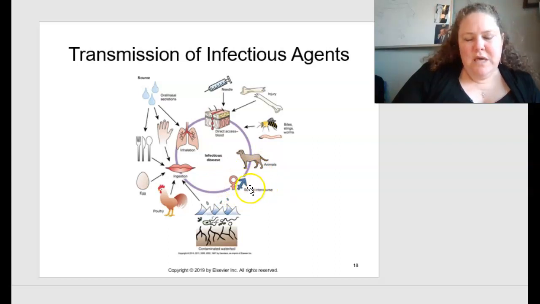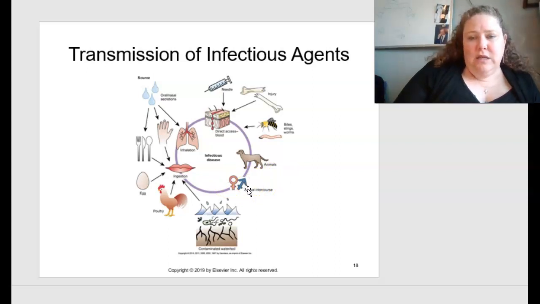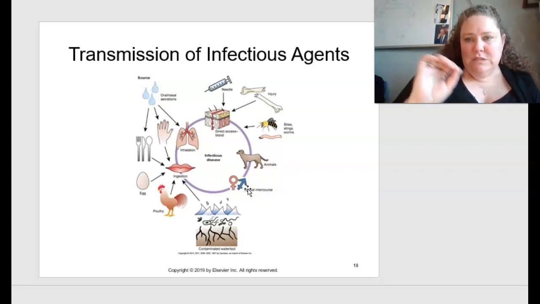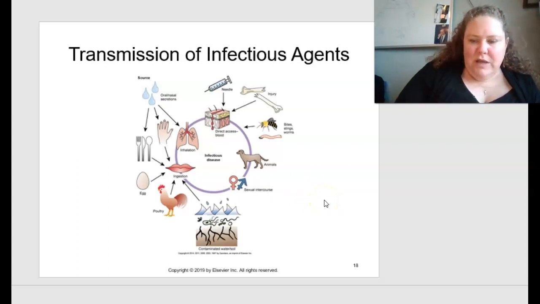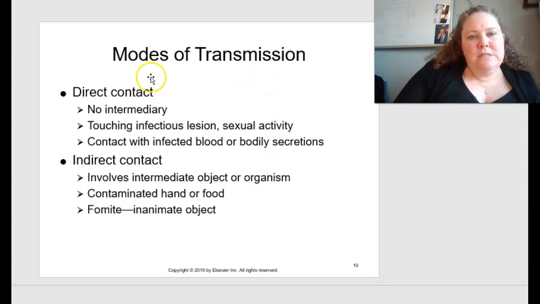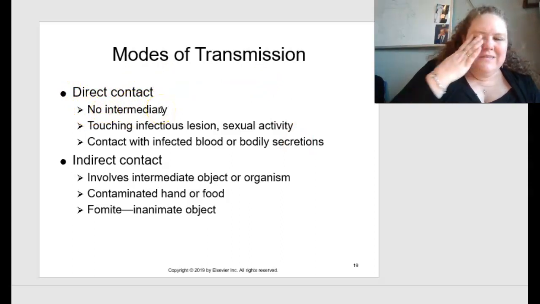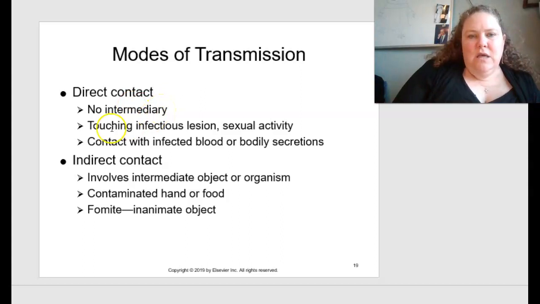Just direct transmission of the fluids, but also you can have microabrasions when you're having sex. And so then you can have transmission through small little tears in the penile coating or in your vaginal wall. So you can have direct contact, which would mean that there's no intermediary. There's no middleman, right? It's just direct contact. This would be an example of touching the infectious lesion, sexual activity, contact with the infected blood or bodily secretions.